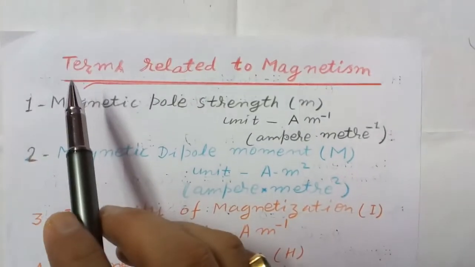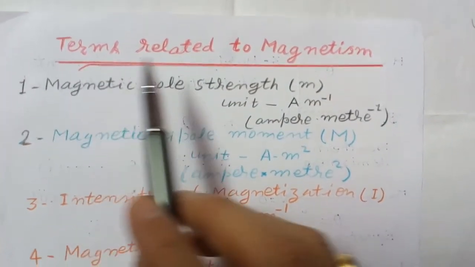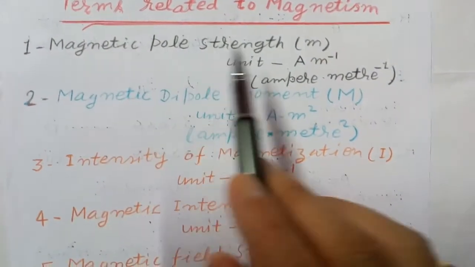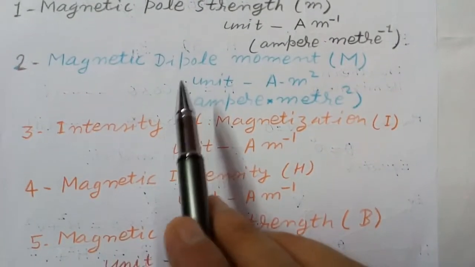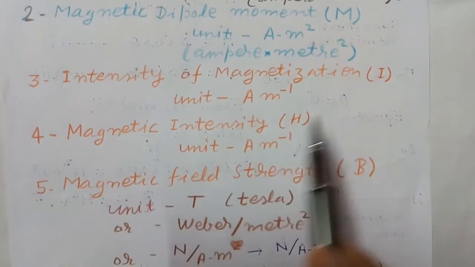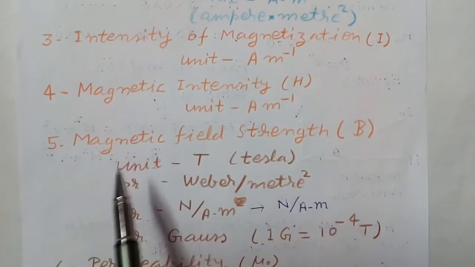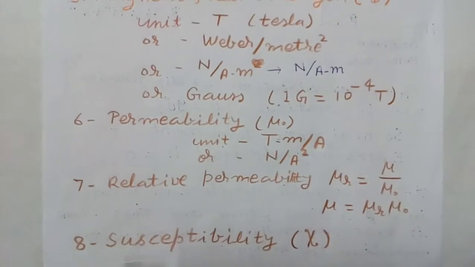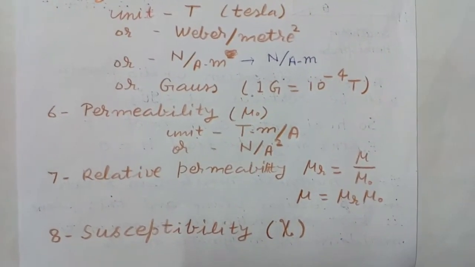In this video we are going to learn about terms related to magnetism: magnetic pole strength, magnetic dipole moment, intensity of magnetization, magnetic intensity, magnetic field strength, permeability, relative permeability and susceptibility.